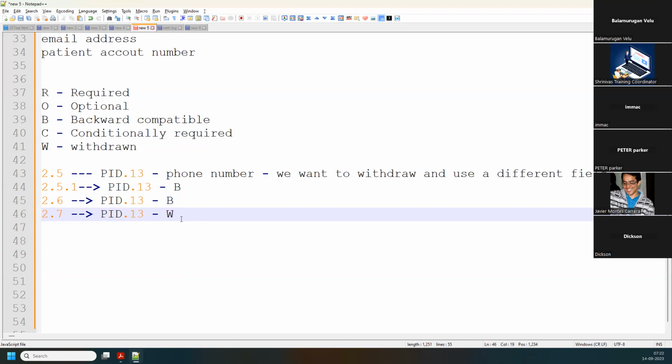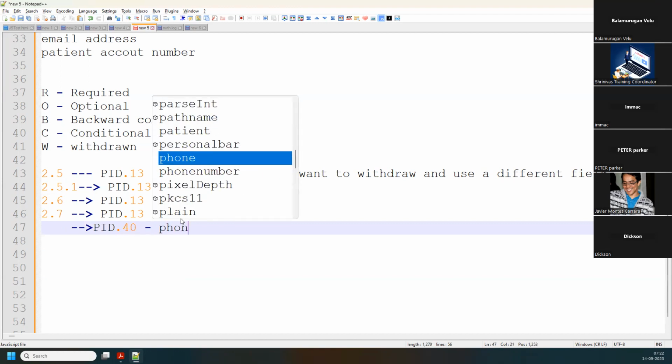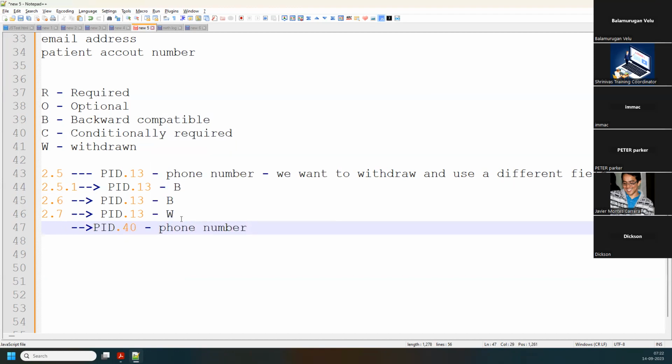Thank you. Okay. So just to give another idea, in PID, basically PID40 is used for phone number from version 2.7. So they have withdrawn this. They have added PID40 at the end, and they started using PID40 for phone number.